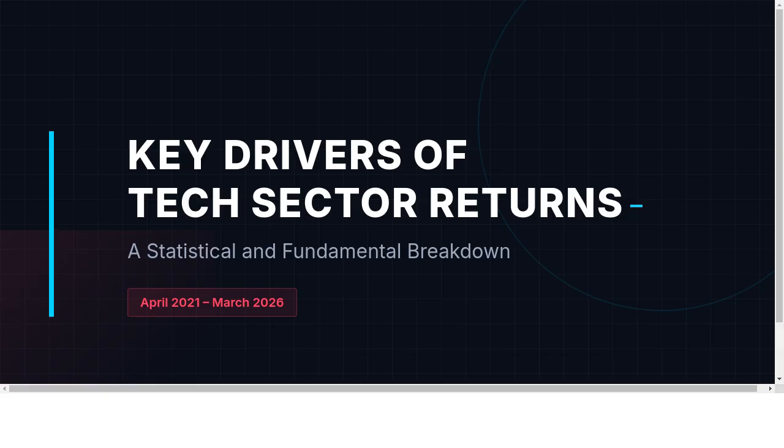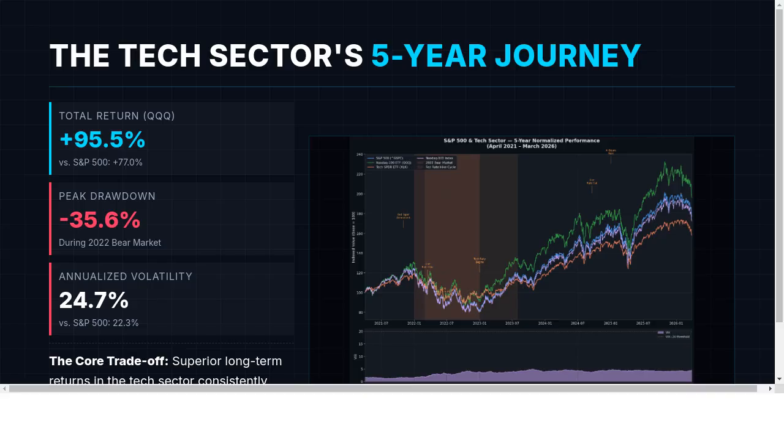Let's start by examining the sector's performance over this period. The tech sector's journey over the last 5 years has been remarkable. Yet it came with a cost. While the Nasdaq 100 ETF, QQQ, delivered an impressive 95.5% total return, it also experienced a peak drawdown of 35.6%.